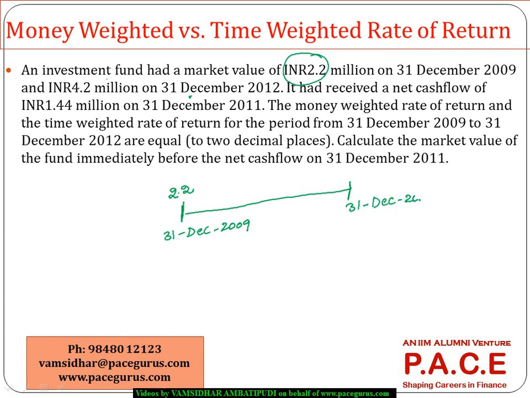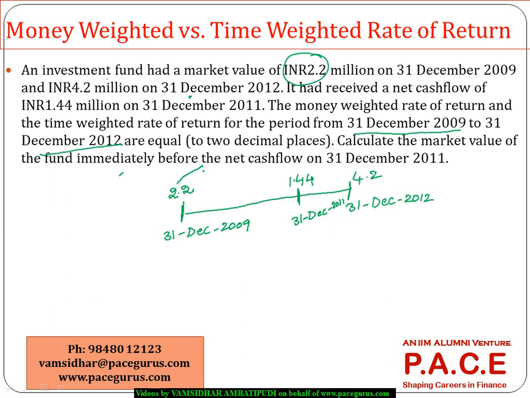2012. For these kinds of numericals, it's always better to have a timeline like this. It has received a net cash flow of 1.44 million on 31st December 2011. The money weighted rate of return and the time weighted rate of return from the period 31st December 2009 to 2012 are equal.